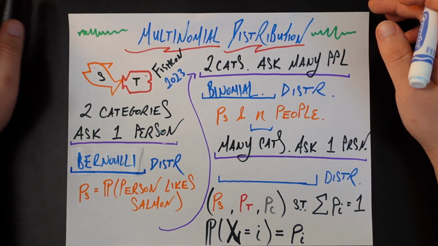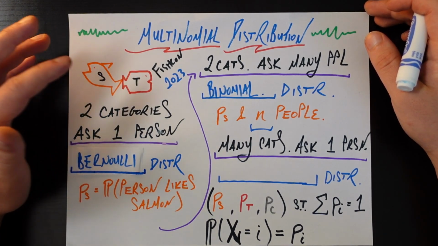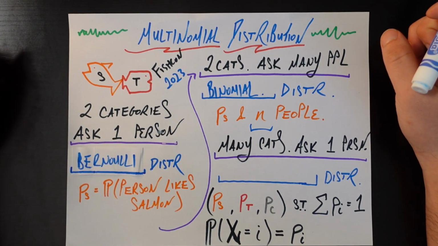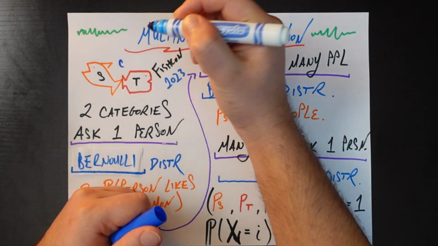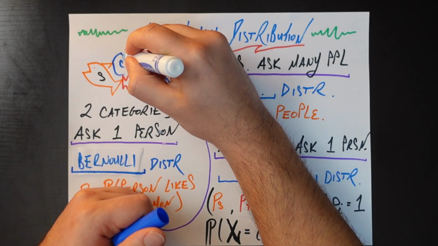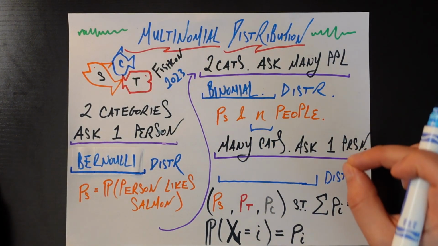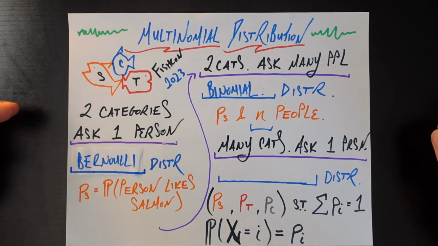So real life case, you can imagine Fishcon goes on for more years, and you have salmon fans and tuna fans, but a new faction has emerged, the cod fans. So now you have people who like salmon, who like tuna, and who like cod. So you have the cod fans. I'm going to draw a really quick fish here. So you have all these cod fans as well. And we're going to ask one person which category they fall into. Are you a salmon fan, a cod fan, or a tuna fan?